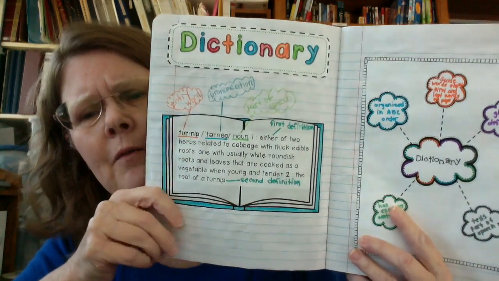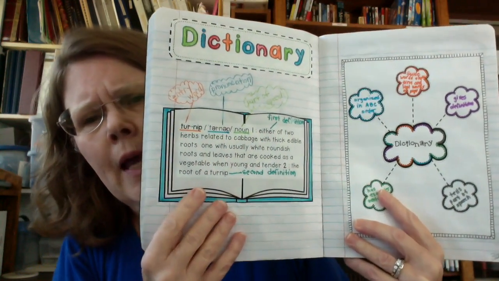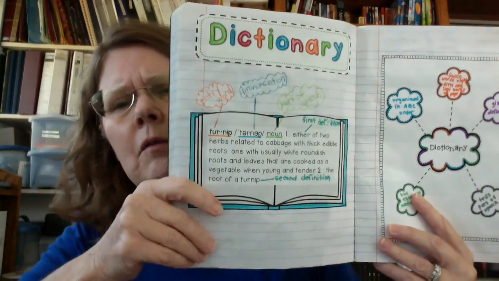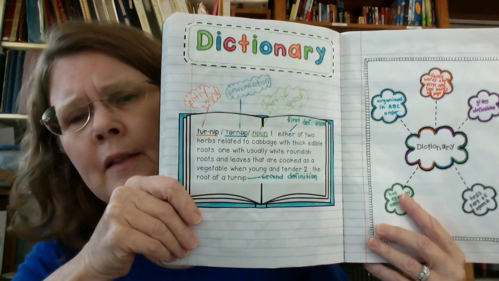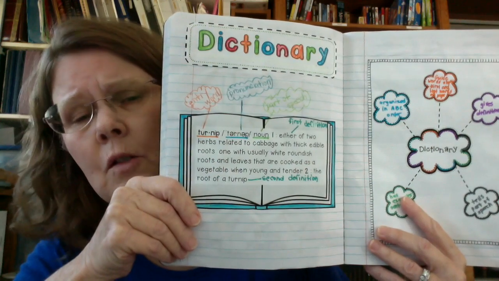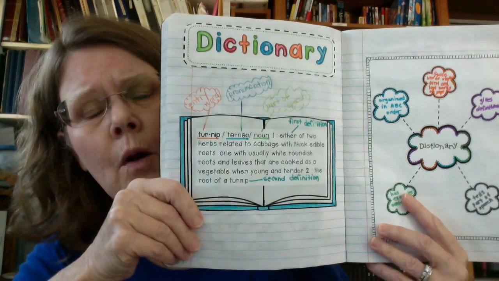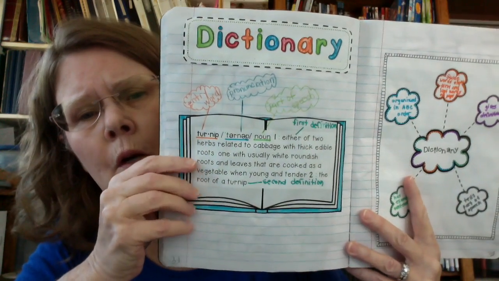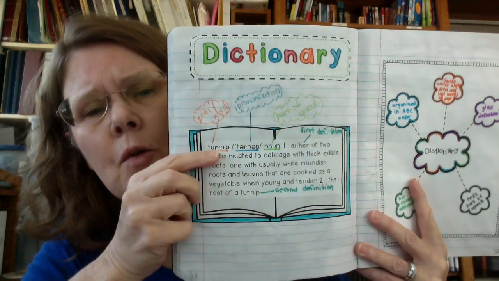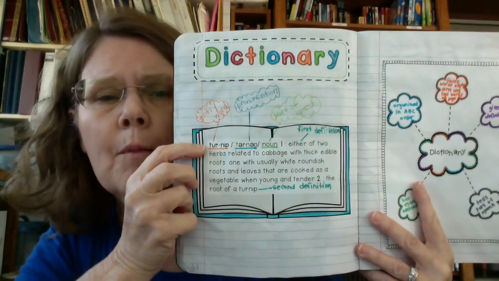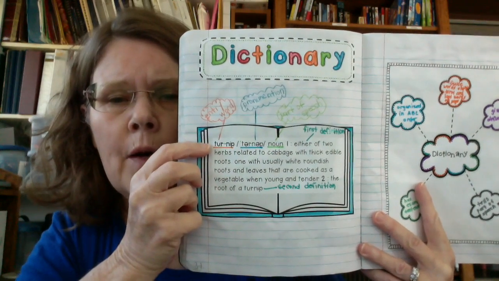Okay, so first of all, let's go ahead and work on this page. This is just a sample of it. It's not a whole page of a dictionary because it's only one word, and the word is called an entry word. This word turnip right here, that's the entry word. So if you were going to look up turnip, this is kind of what it would look like.